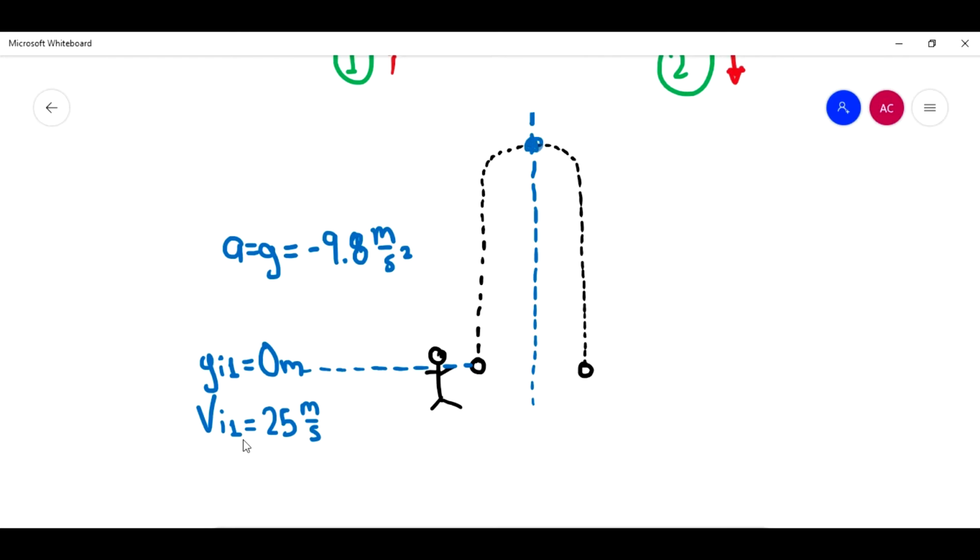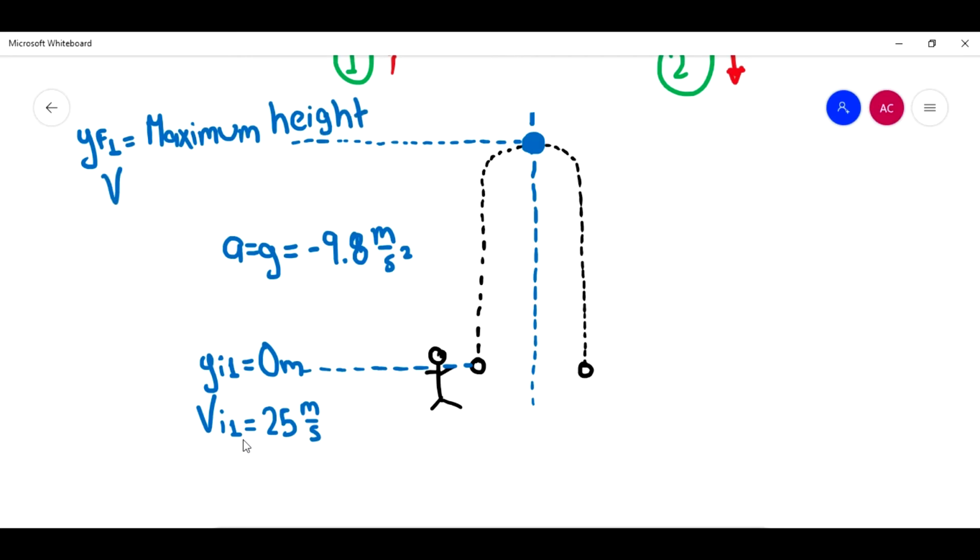So at this point over here, this will be the point where the velocity of the object is 0 meters per second. Then we'll start going down. So this is the final position of segment number 1, that is the maximum height. And at that point, the final velocity of segment number 1 is 0 meters per second, always. So that's segment number 1.